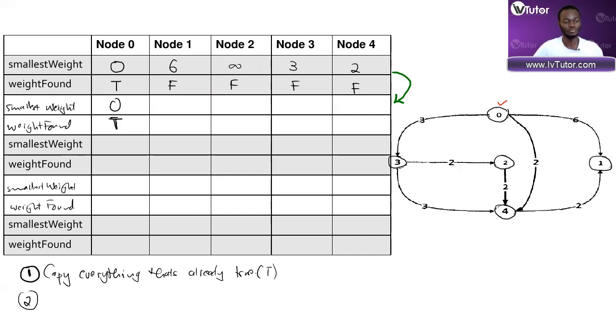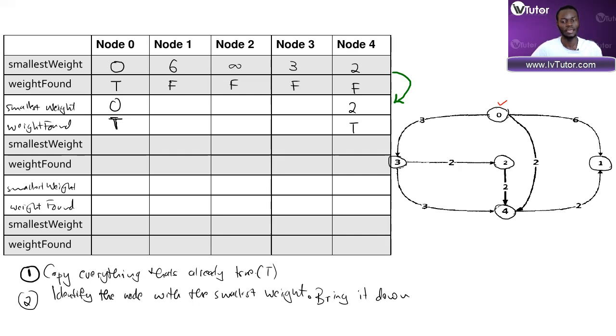Step number 2, identify the node with the smallest weight. In other words, we are saying identify the node that is closest to 0 after doing the first iteration. In this case, it's node number 4. You bring it down and you make it true. So you go to here, true, right? Bring it down or copy it and make it true.